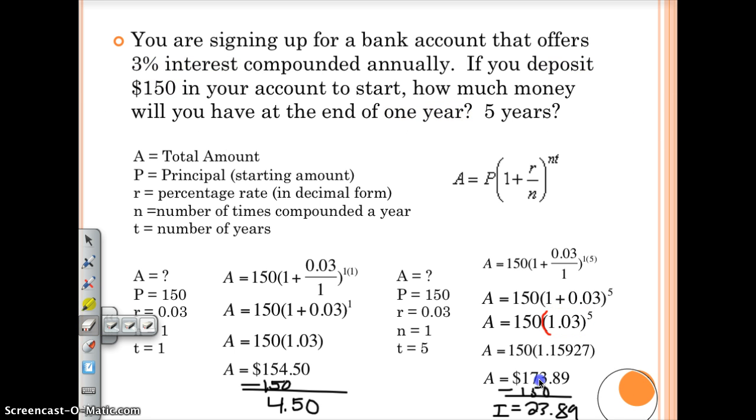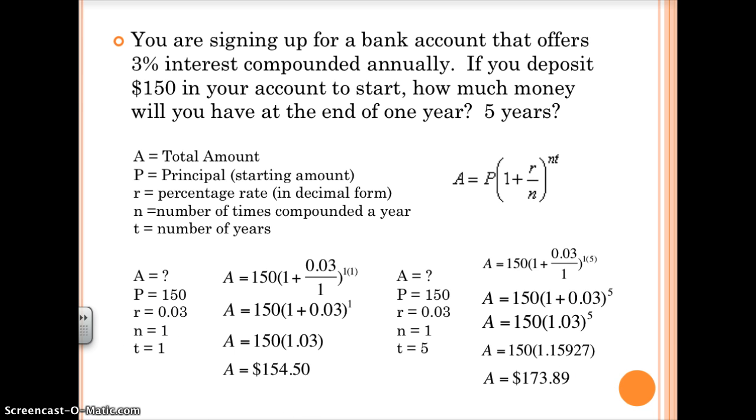How are we doing so far? Hanging in there? It's not quite as simple to compute as simple interest. However, simple interest is not used very commonly. Compound is much more common, especially with loans, with savings accounts, things that you're going to be familiar with in the future.